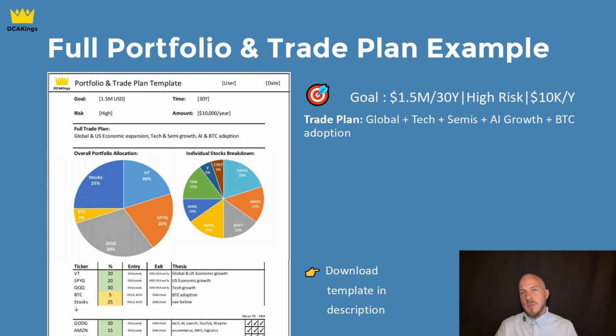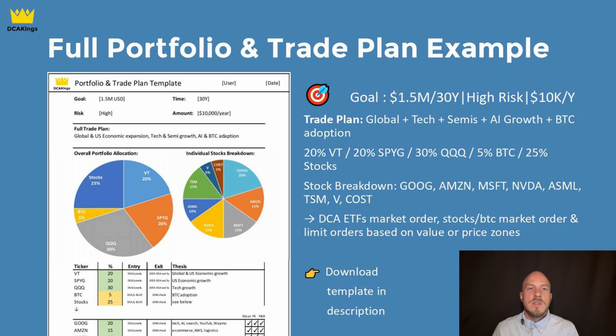Here on screen, you have a simplified version of my own portfolio. The goal is 1.5 million, high risk tolerance, 10K invested per year, and the mix includes VT, SPYG, QQQ, BTC, and a stock basket with Google, Amazon, Nvidia, and more. I DCA yearly with an exit plan strategy starting around 2045. The free template you guys can find in the description.